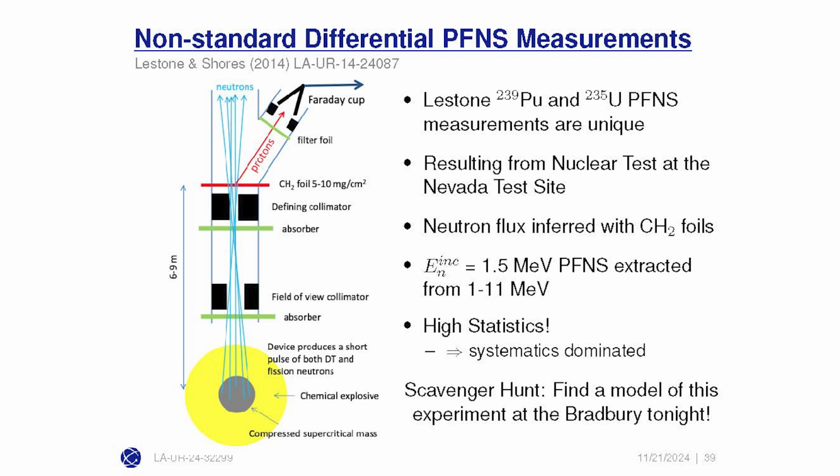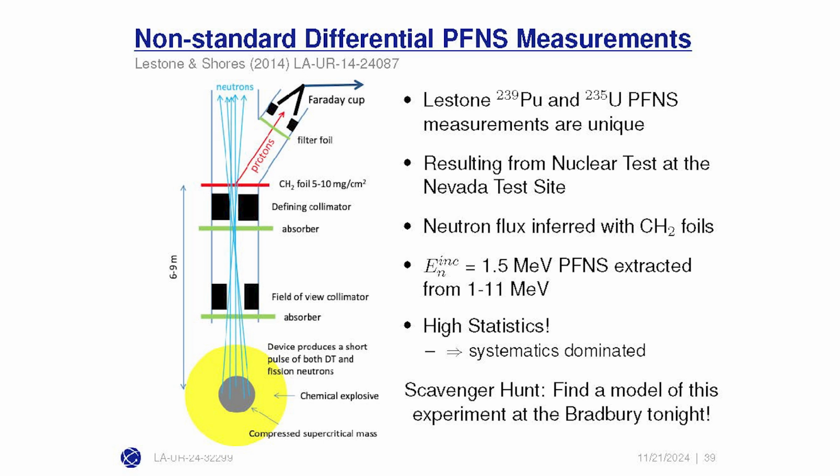For example, the Lestone NUX experiment was measured at a nuclear test. And so you had a very high neutron flux where you could do lots of cool things. For example, you can charge exchange neutrons for protons and look at them on a Faraday cup and get a very high precision measurement of the PFNS.